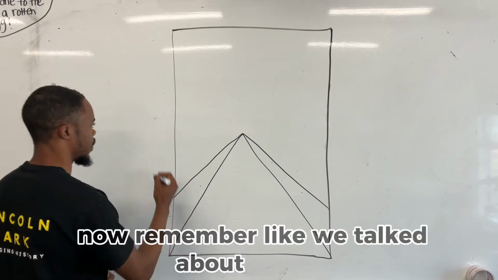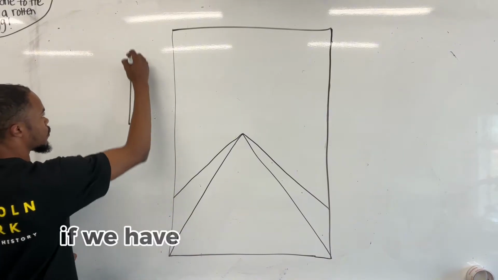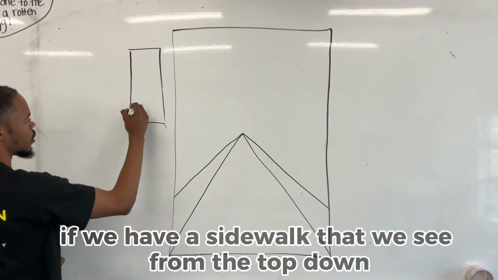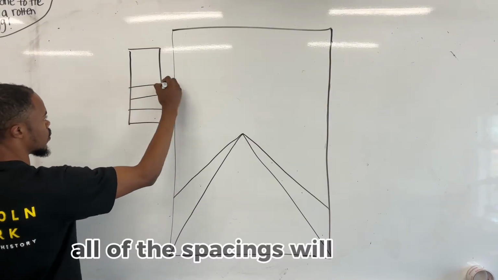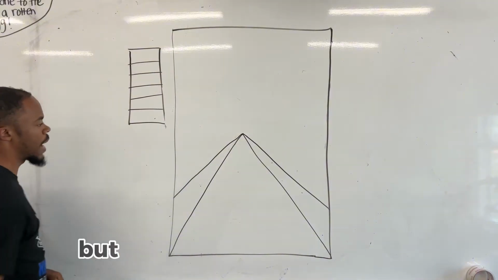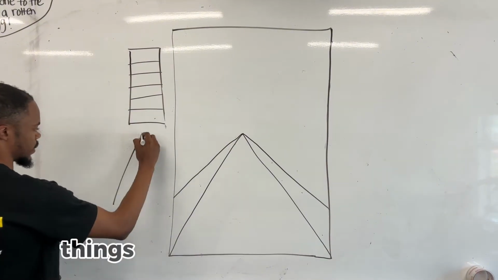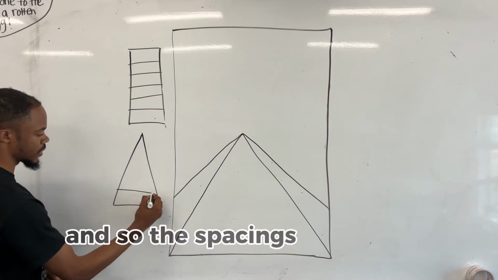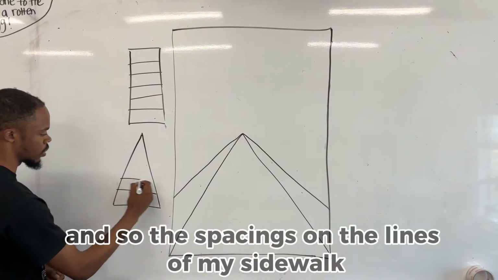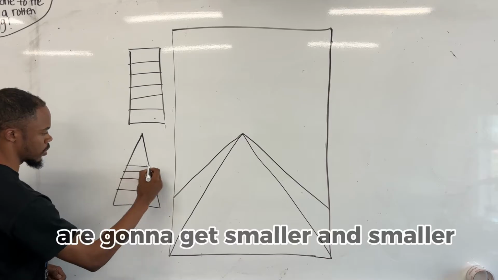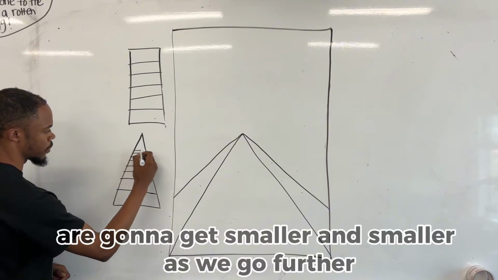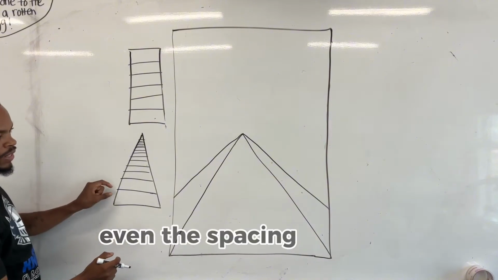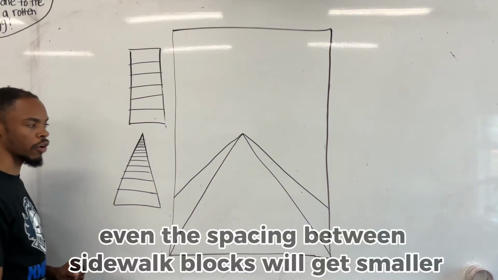Now remember, like we talked about in class, if we have a sidewalk that we see from the top down, all of the spacings will be equal. But as we know, in perspective, things get smaller in the distance. And so, the spacings on the lines of my sidewalk are going to get smaller and smaller as we go further. As everything gets smaller, even the spacing between sidewalk blocks will get smaller.